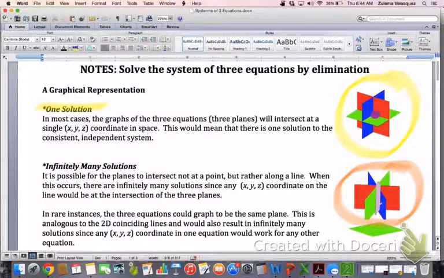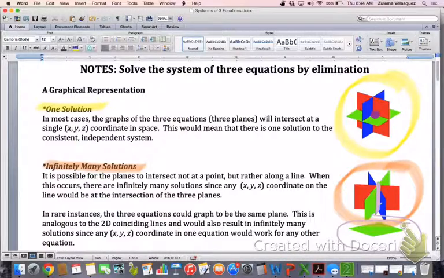Or it can be another case where the planes are all the same plane, so they're all on top of each other, just like when we have 2 lines in 2D space that overlap each other. In this case, we can have 3 planes that are all exactly the same plane. So we also have infinitely many solutions, and that's 2 cases of that occurring.